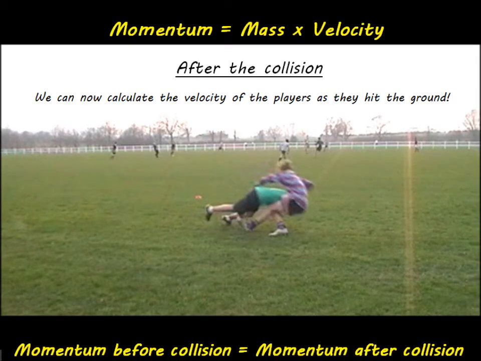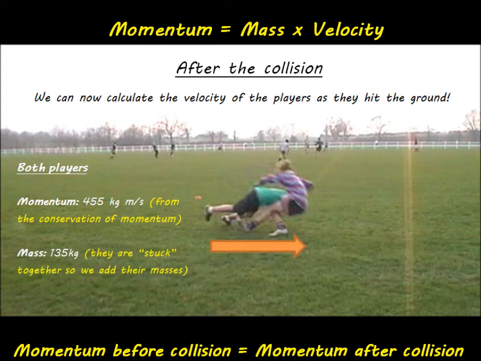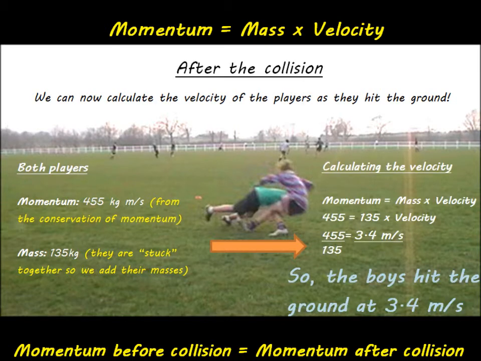Now because we know the momentum has to be conserved, we can now calculate the velocity that these players hit the floor with. So we know the momentum is 455 kilogram meters per second. They are now joined together, so we add their masses together, which gives us 135 kilograms. And then it's just a case of substituting into our formula, doing a little bit of maths, and we end up with a velocity of 3.4 meters per second.